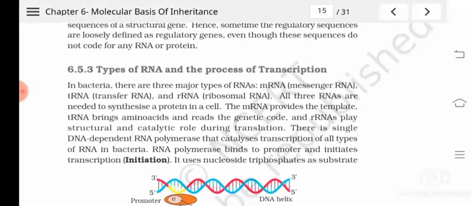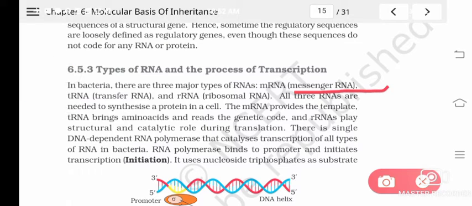Now let's go to the next topic, types of RNA and the process. The process I'll teach you at the last. So what are the different types of RNAs? You would have heard of mRNA, then tRNA and rRNA. These are the three major kinds of RNAs. mRNA is the messenger RNA, tRNA is the transfer RNA, and rRNA is the ribosomal RNA. All these are needed for the processes of transcription and translation.